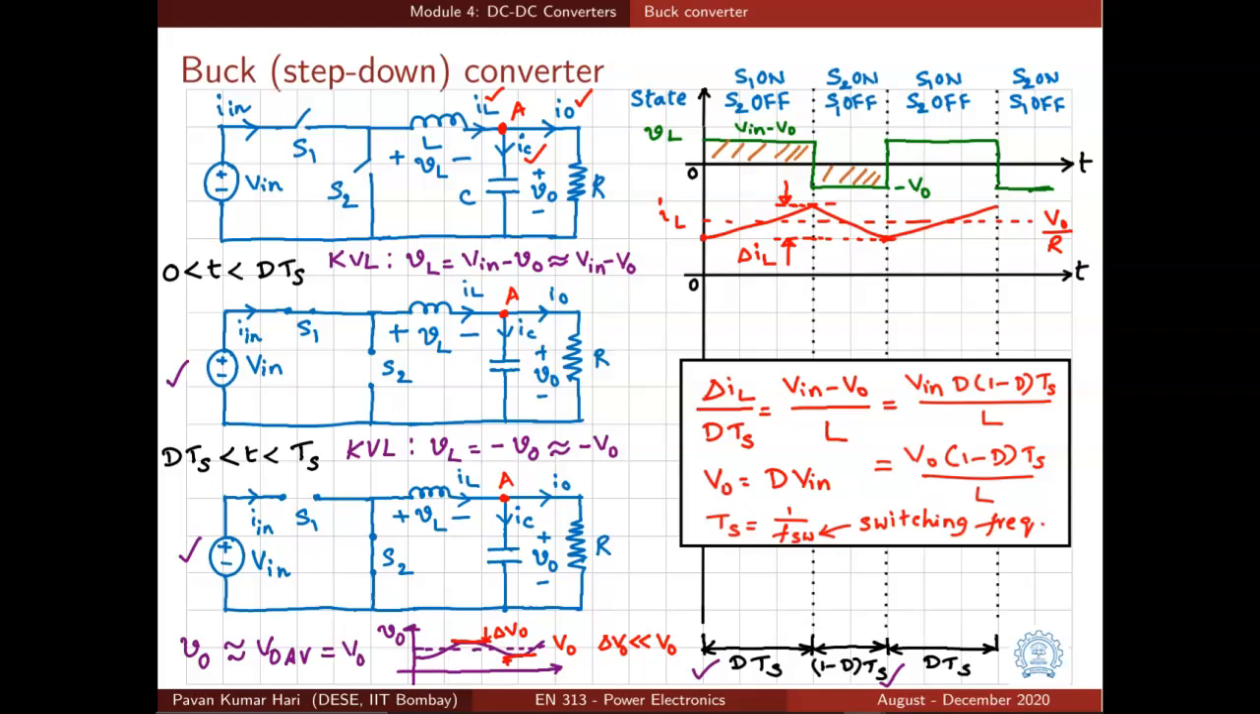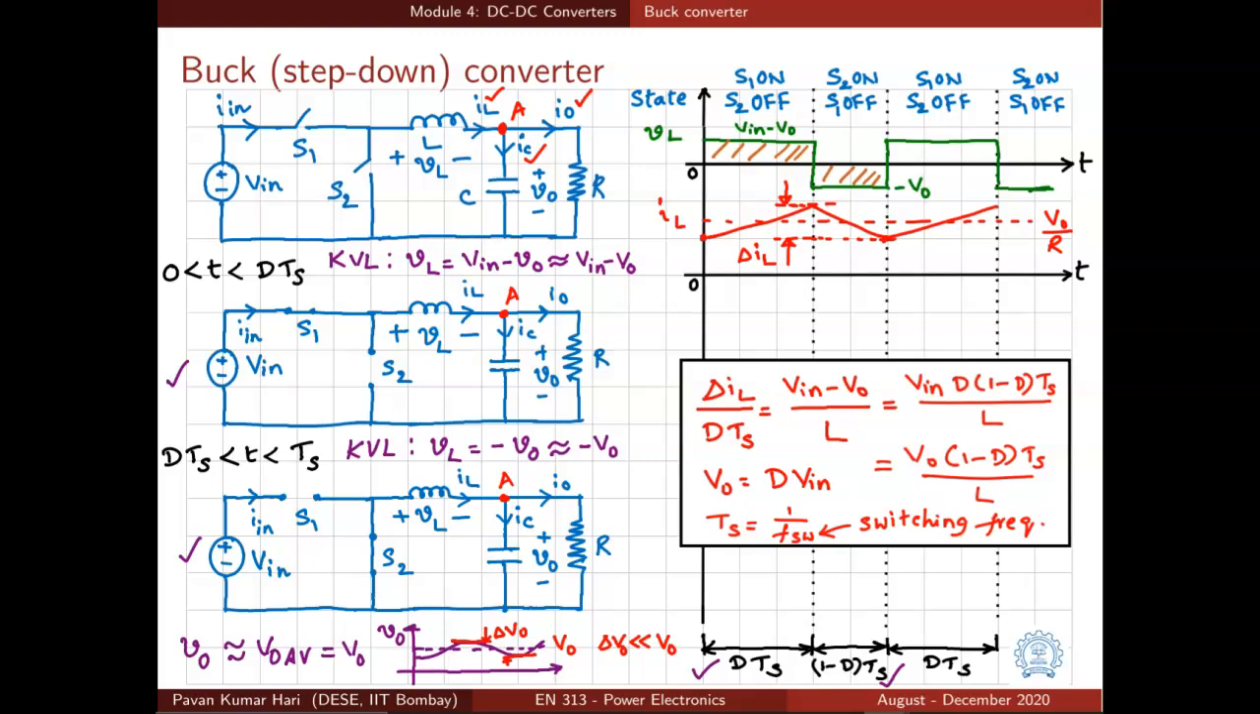And what is the peak to peak value of inductor current? Delta IL can be obtained by looking at the slope of this rise. Since the rise is linear, we can write delta IL by dTs is equal to Vin minus VO by L. And since the average value of output voltage VO is equal to dVin, we can further express this as Vin times d into 1 minus d into Ts by L, or VO times 1 minus d into Ts by L.